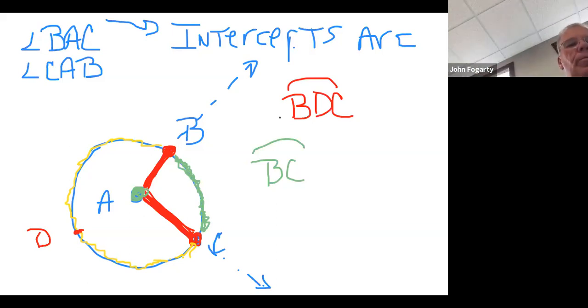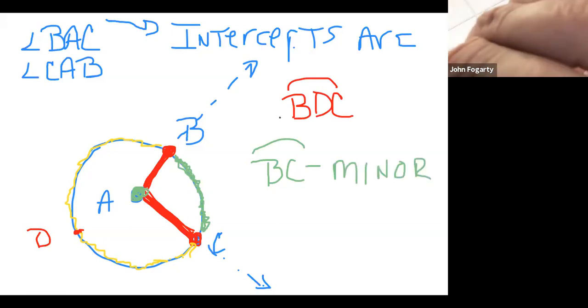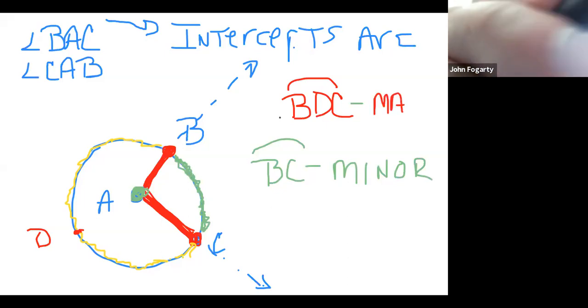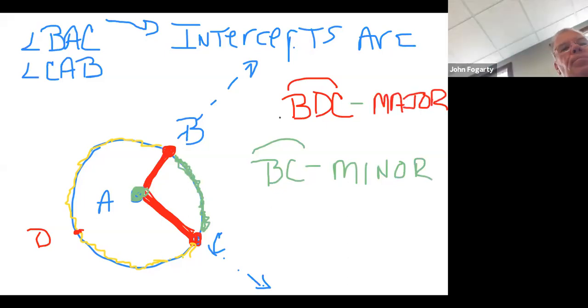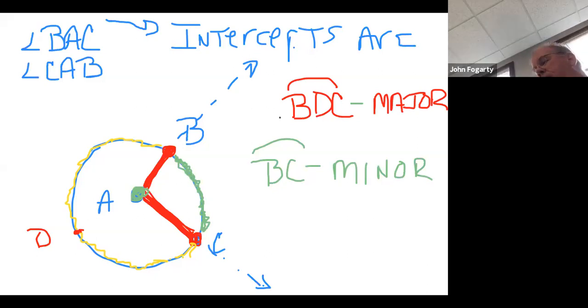Now, getting a little bit ahead, I call the shorter arc the minor arc. I call the longer arc the major arc. Does that make sense? Yes, sir. All righty. Now, I haven't even talked about measuring them yet. I'm just introducing the idea. Okay? So far, so good.